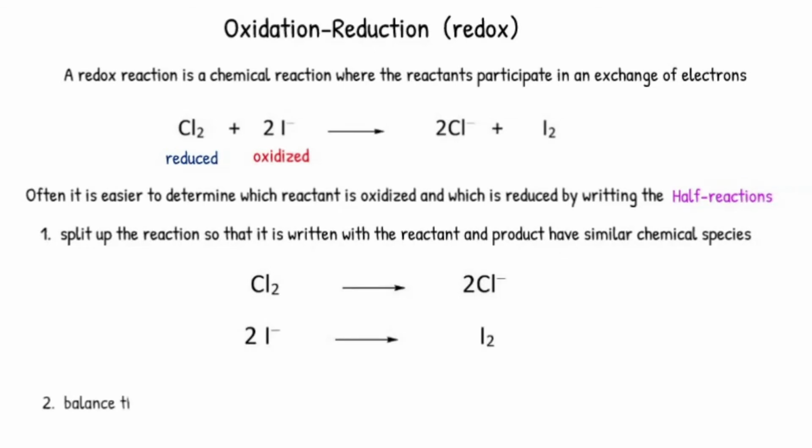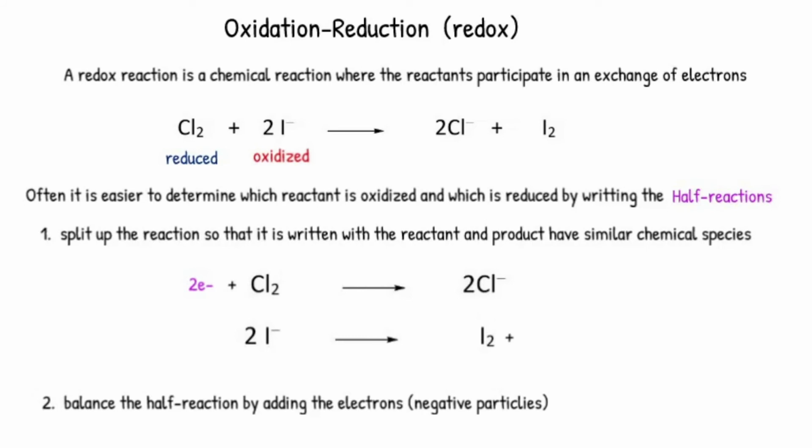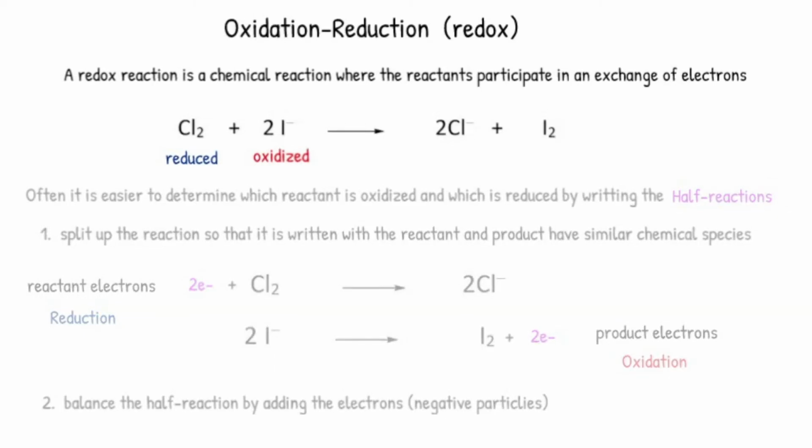The second step: balance the half reaction by adding the electrons, which are negative particles. So with the electrons on the reactant side, this would be a reduction half reaction, and with the electrons on the product side, this is an oxidation half reaction.